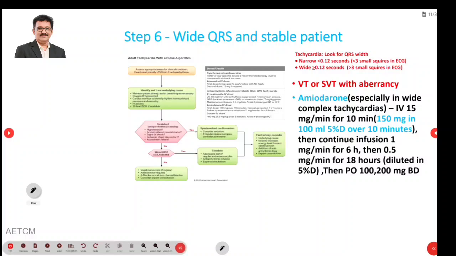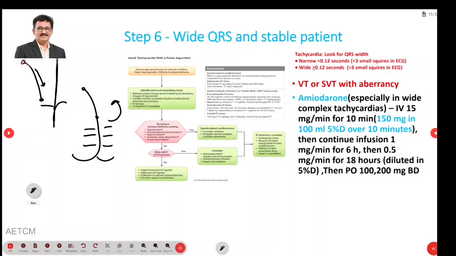Now, if it is wide, when the QRS complex is narrow, it means the impulse is originating from the SA node to the AV node and going through the regular pathway. That's why you are getting a narrow QRS complex. If there is any aberrancy in the conduction system, for example RBBB, LBBB, or an accessory pathway or bundle of Kent, the regular pathways are blocked, and in WPW syndrome the rhythm comes from the loop. So the QRS complex can be wide.